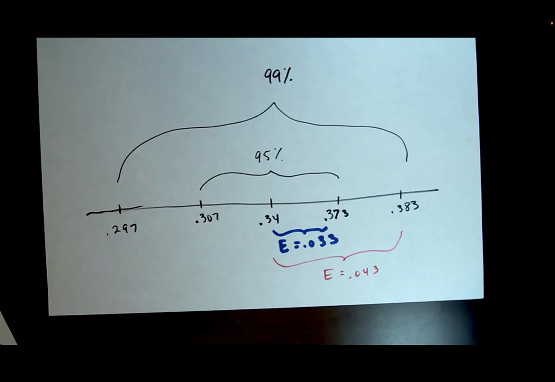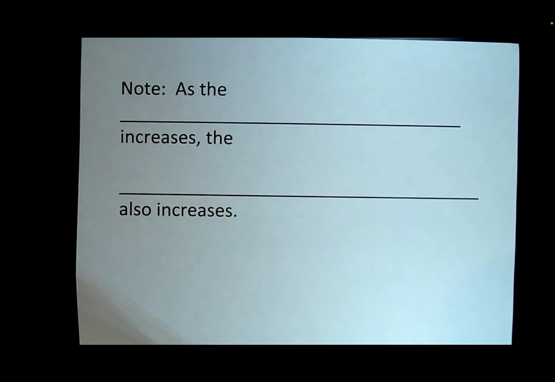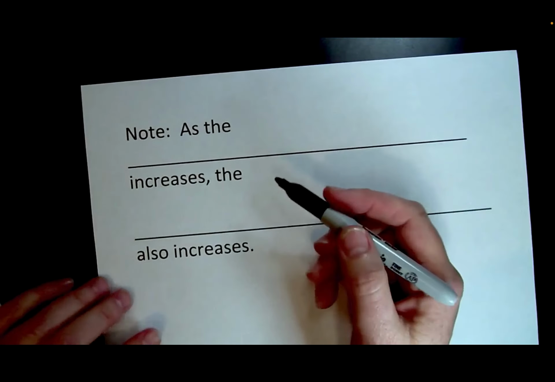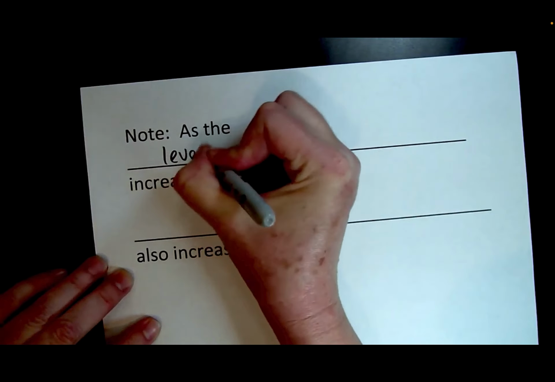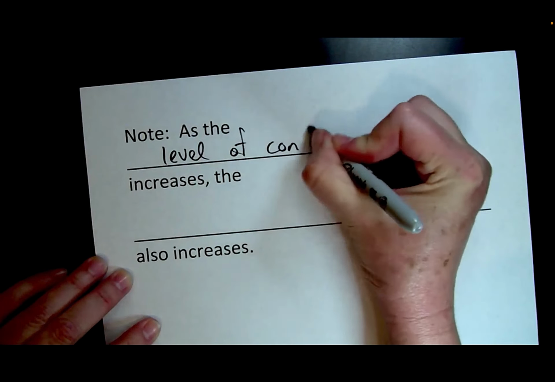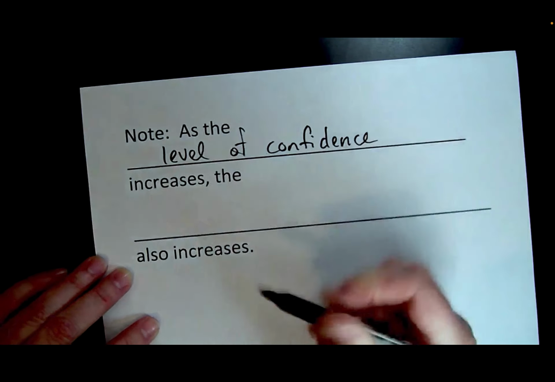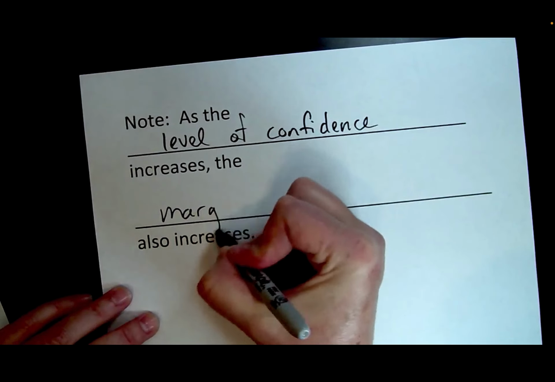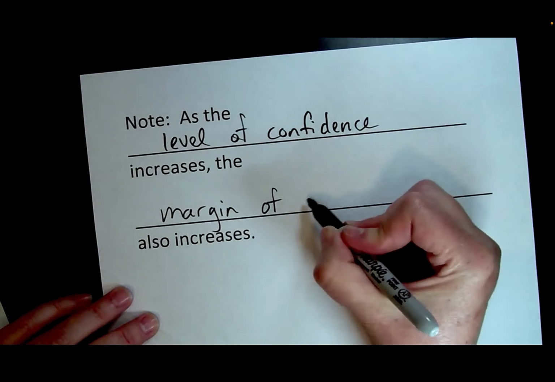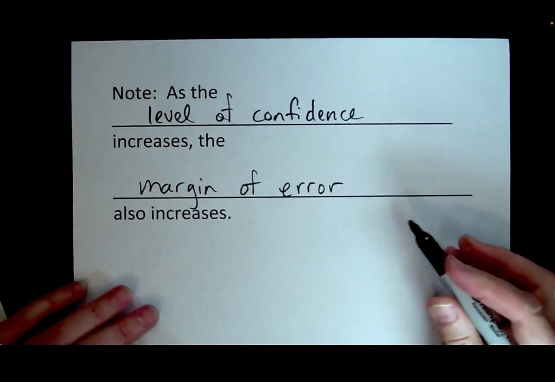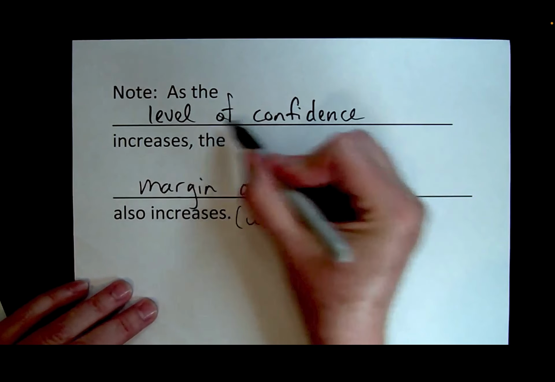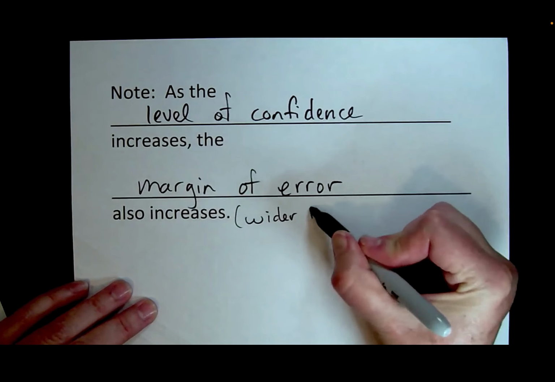Let's see, and I think I have a spot in the notes for us to say something about that. Yes. So again, the takeaway from this last part of this example is that as the level of confidence increases, the margin of error must also increase. So in other words, for higher confidence, you get a wider interval.